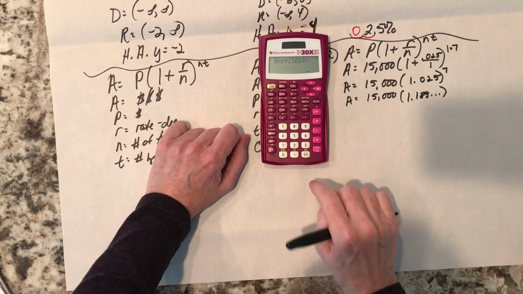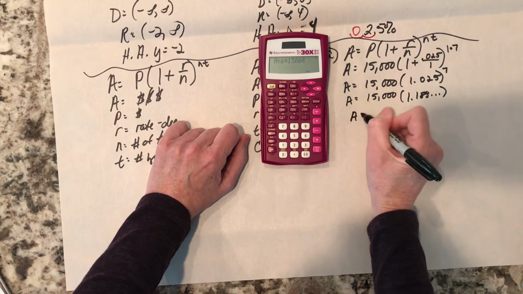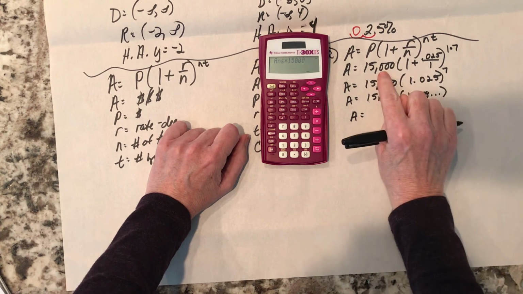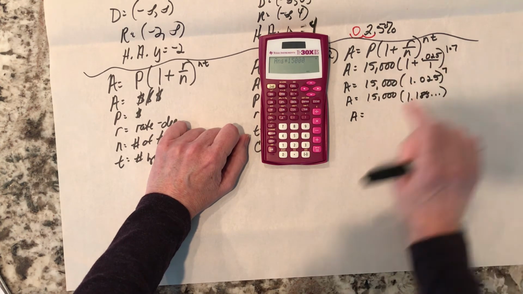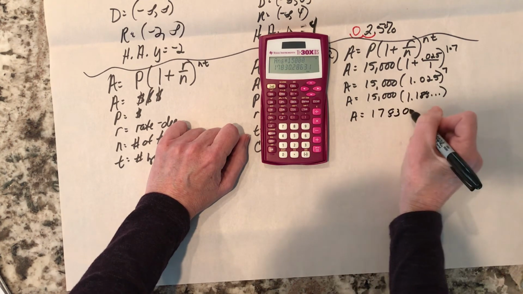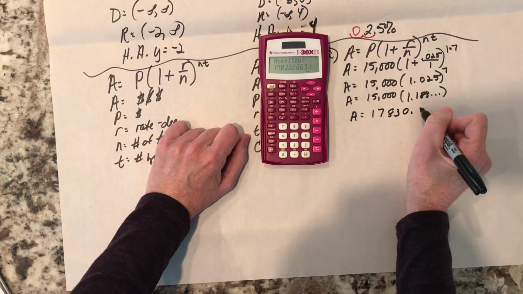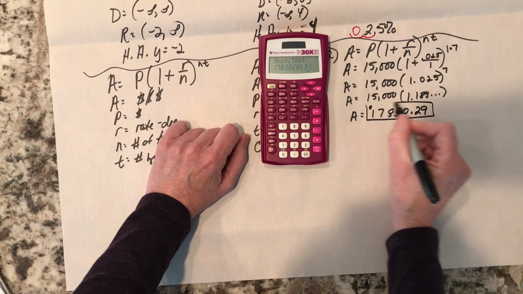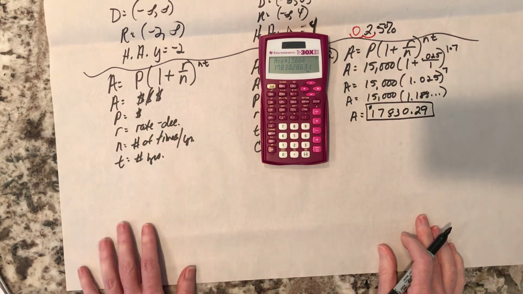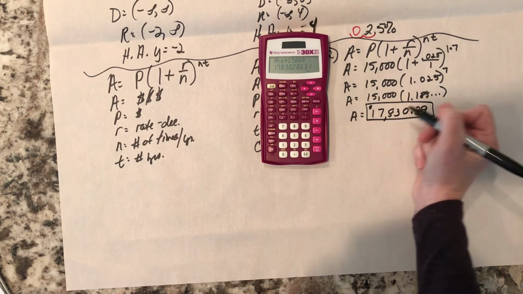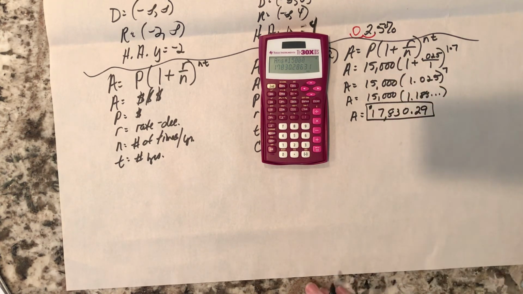Times 15,000. So the answer, the accumulated value, you've put $15,000 in the bank, you left it for 7 years, and you're going to get $17,830, and let's round to make it look like money, so 29 cents. That's how much you're going to get compounded annually. 1 time a year they roll that interest over and hand it to your account. 17,000 used to be 15. 7 years later you've added almost 3,000 to it.